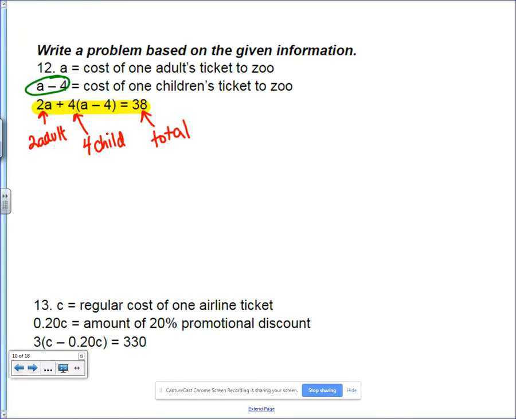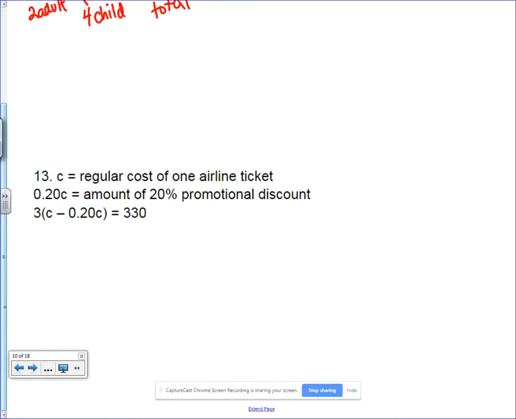Let's go down to the last one here. It says C is the regular cost of one airline ticket, and 0.20C is the amount of a 20% promotional discount. The equation they give me here has a total of 330.